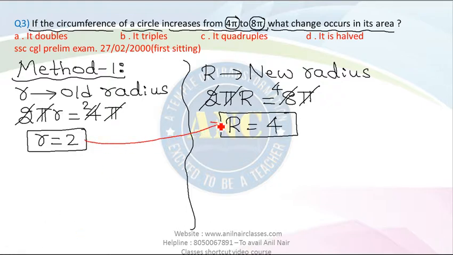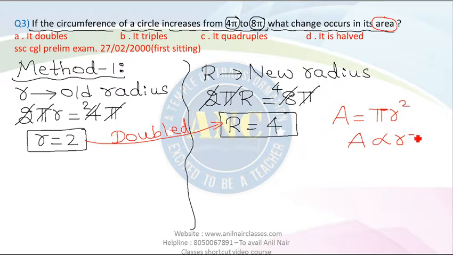That means radius is doubled. I hope this logic is clear till here. Radius is doubled. Now what change occurs in its area is the question. Can I say that this is a circle? Area of circle is nothing but pi r square, right? Forget about this pi. If I remove this pi, area is directly proportional to r square.